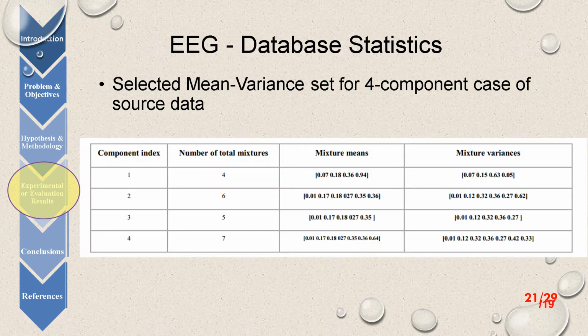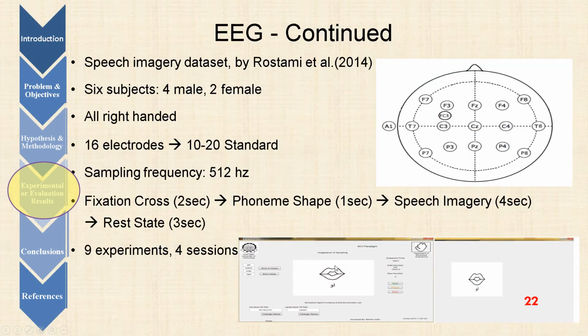The reason for choosing this data is that EEG data, like other biological data, is so nonlinear and state-based. Therefore, we want to test nonlinearity and whether dimensionality reduction on nonlinear data works well or not. The database statistics are a mean-variance set, which is selected for the 4-component case of source data. The selection is based on the tuning method that tunes these parameters and gets the best result. The data is a speech imagery dataset designed by Rostami et al. in our previous lab, and there are 6 subjects, all right-handed.